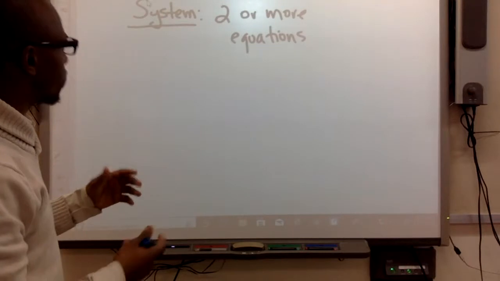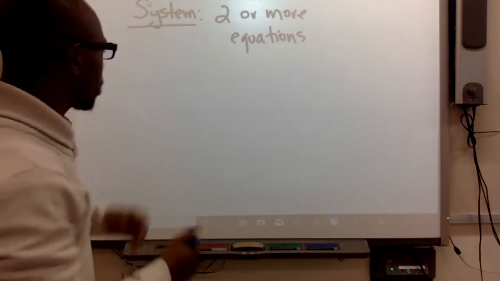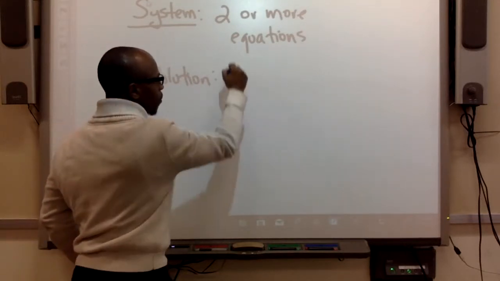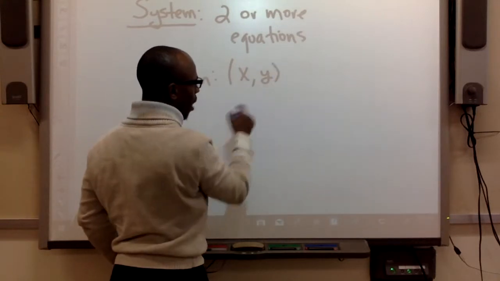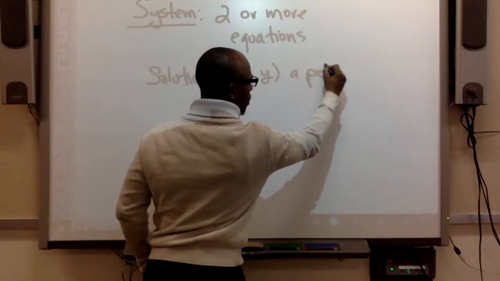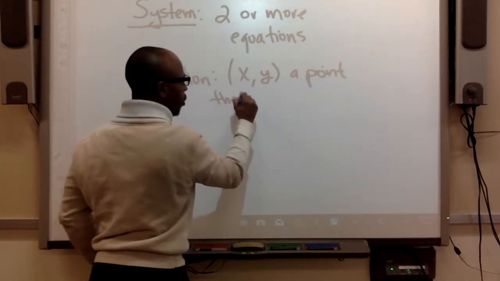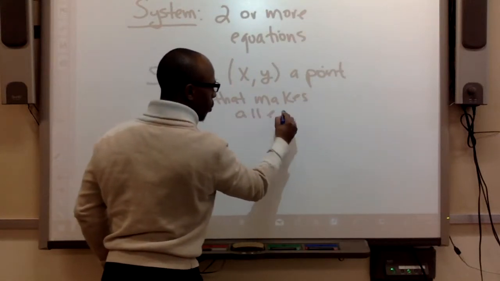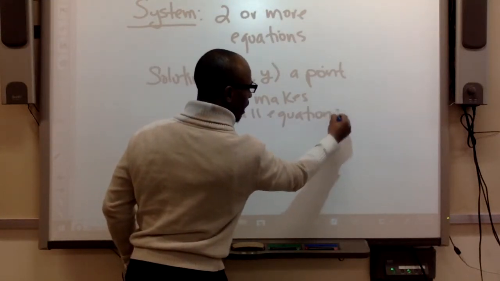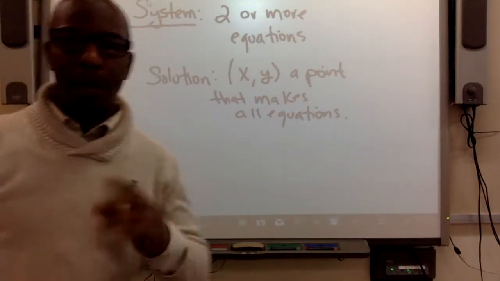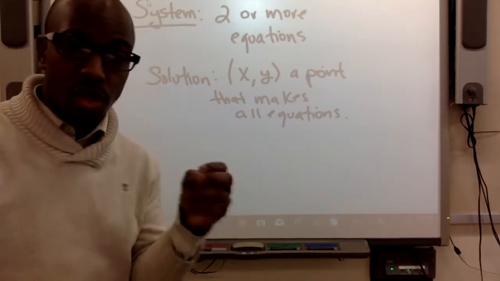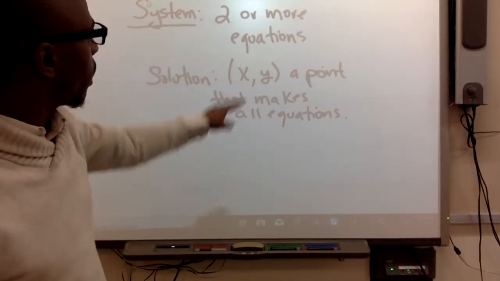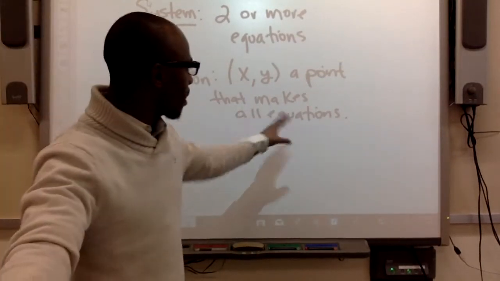When we talk about a solution, what is a solution to a system? A solution to a system is a point. It's got to be a point. It has an x value, has a y value. It's a point that makes all the equations true. So as we did yesterday, when I plug in this point, it makes all those equations true. That means that's a solution to the system. Once again, a system is two or more equations. A solution to that system is a point that makes all equations true.